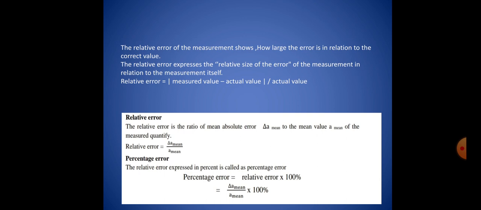So these are the three ways in which we can express the errors. And whatever measurement you make, there will definitely be some error present in it. So these are the three ways which we can use to express or to estimate the error. Next, we will talk about the significant figures.